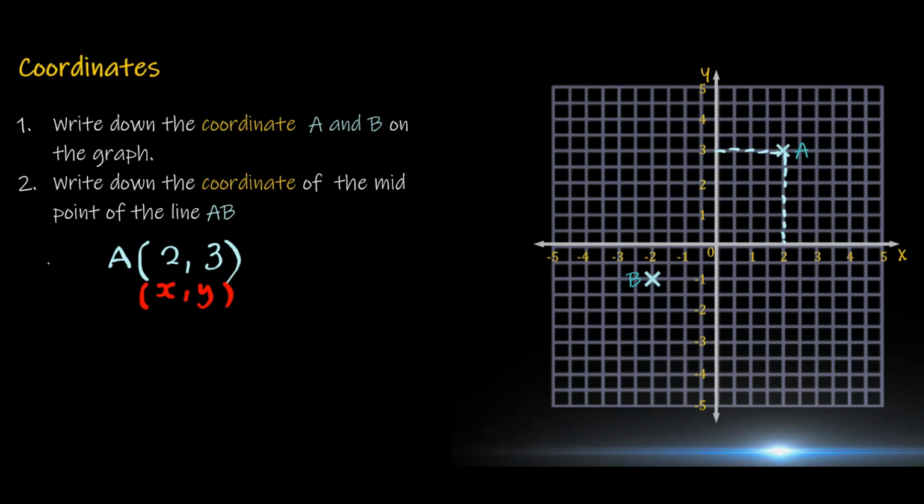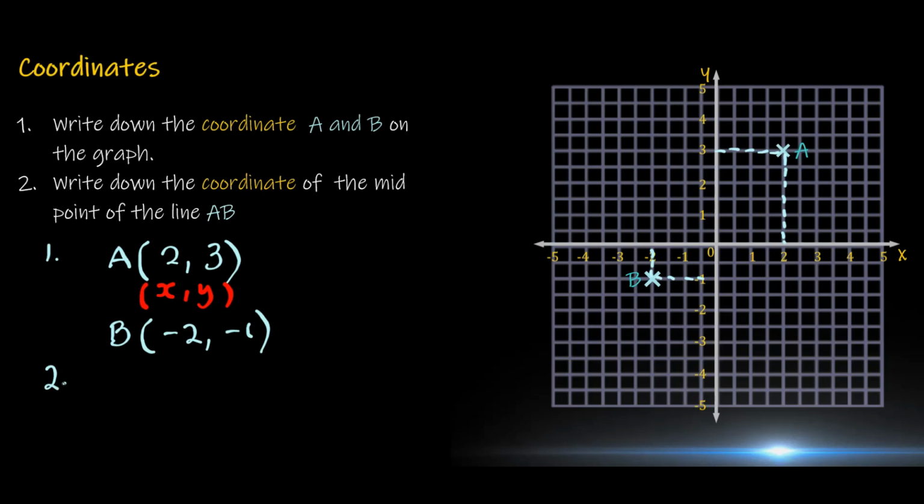For the coordinate of B on the graph, we'll start from the point and I'm going to read up to the x-axis, and that's -2. And then I read all the way to the y-axis, and that's -1. So my B coordinate is (-2, -1).